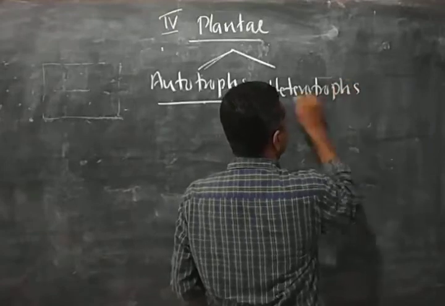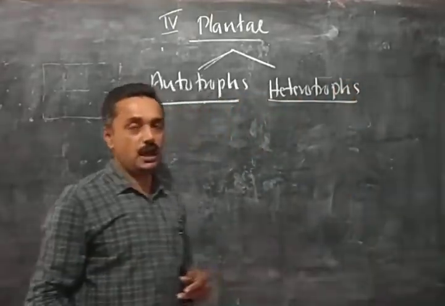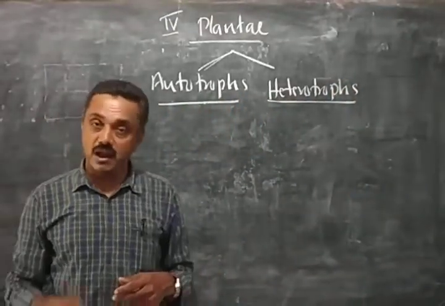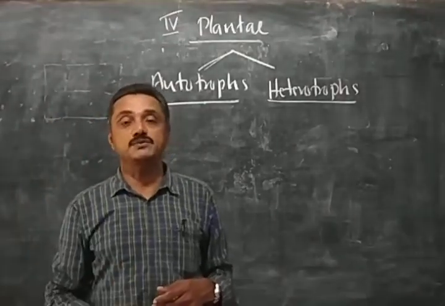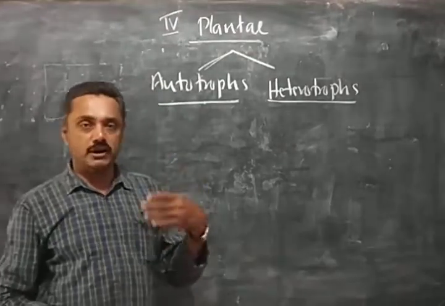Heterotrophs means they are not fully autotrophic. They are not fully preparing food material. They are depending on some other organisms for getting food material. They are called heterotrophs.